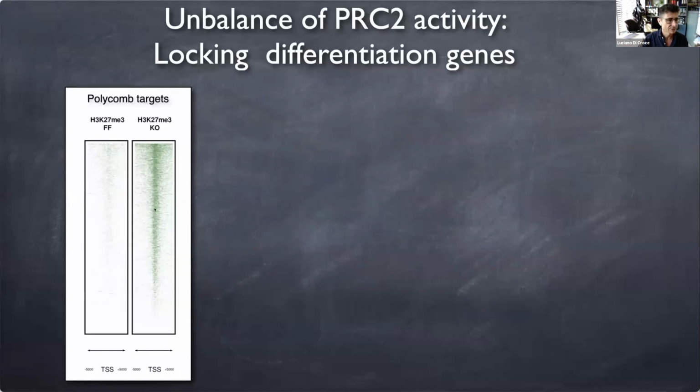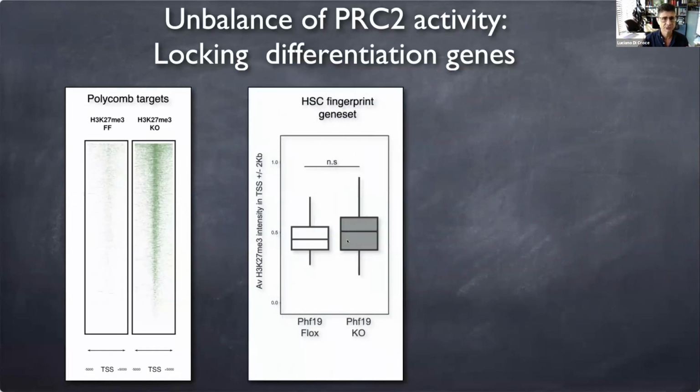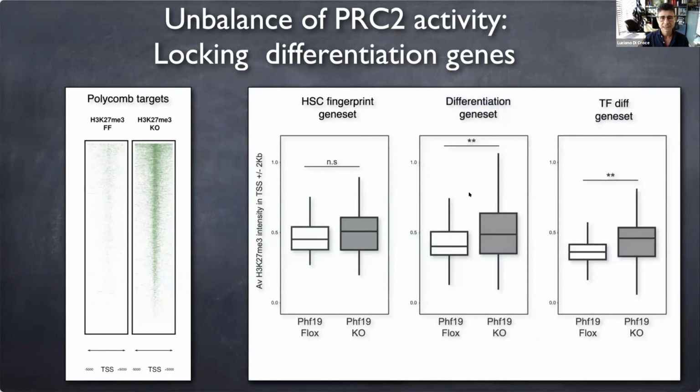But then we asked more specifically where this K27 trimethylation is accumulated. And it seems it's not accumulated at genes which control stemness characteristics. There is an equal amount; the difference is not significant. But then if you look at genes which are implicated in differentiation, or transcription factors which are implicated in hematopoietic differentiation, you see that it becomes significant. So it seems that this aberrant repressive mark is specifically accumulated at genes which control differentiation.